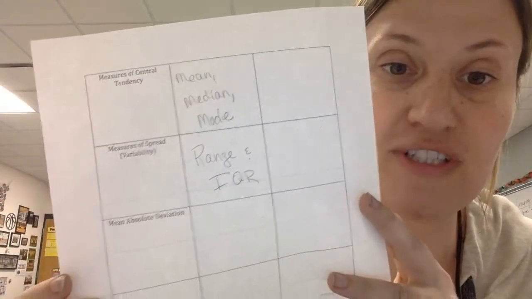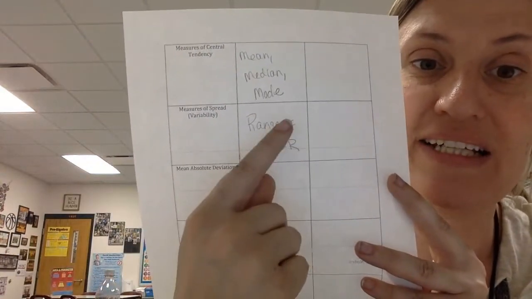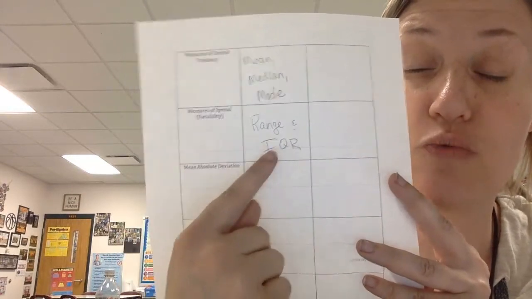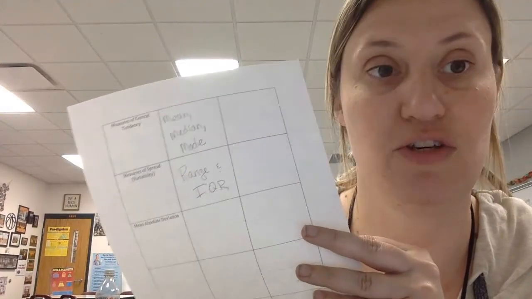And then we just have a couple more. We have our measures of central tendency. Those are your mean, median, and mode, because they talk about the center of the data. And then your measures of spread or your variability, that would be your range and your interquartile range. And we will learn more about all these vocab words as the unit progresses.